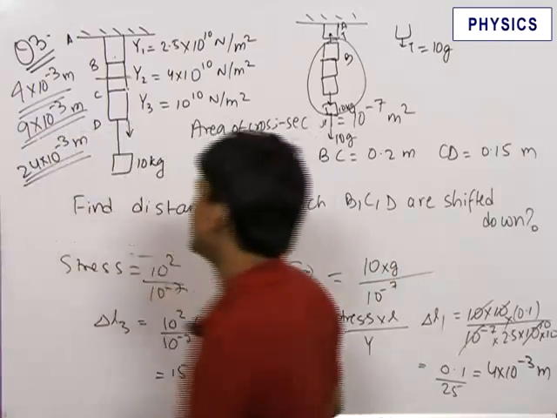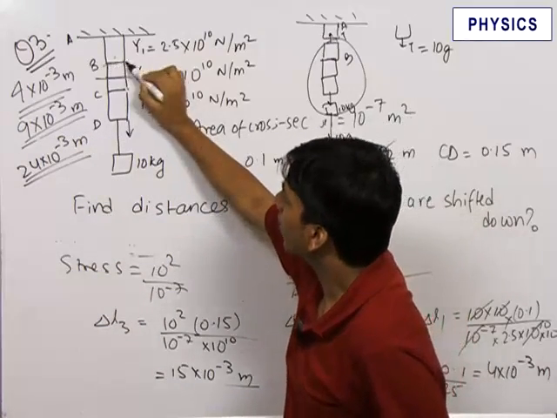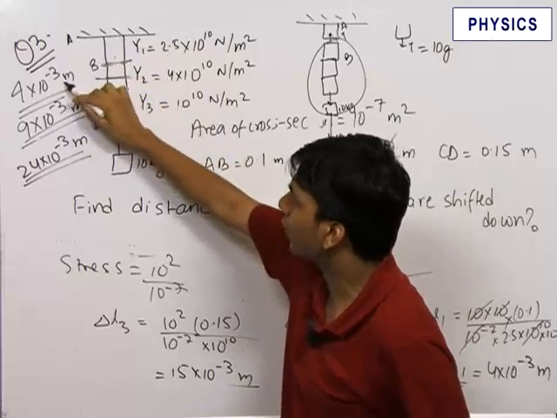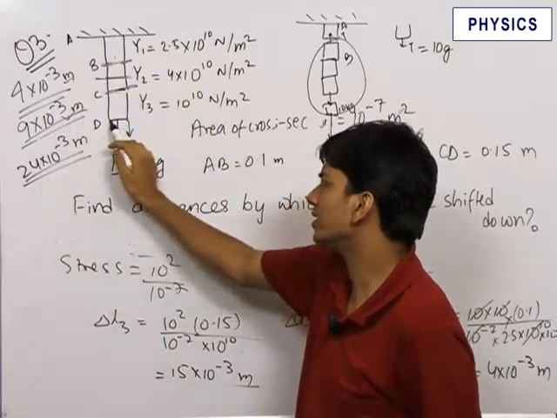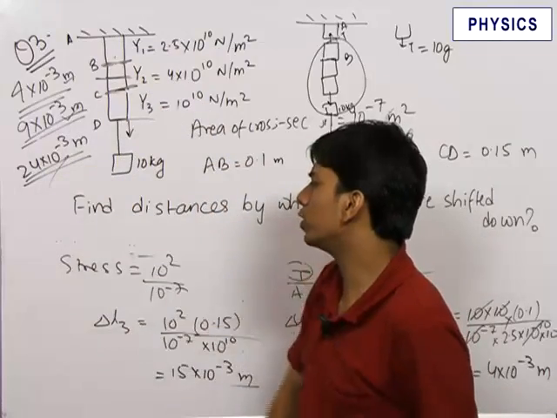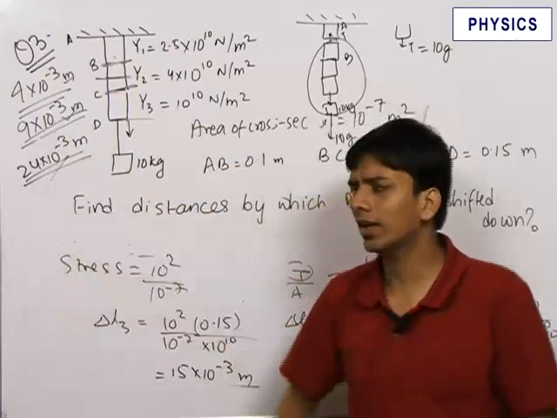So, final answer is that point B, or rather this level, moves down by 4 into 10 raised to minus 3 meters. This level moves down by 9 into 10 raised to minus 3 meters, and this level moves down by 24 into 10 raised to minus 3 meters. This is our final answer for this question.